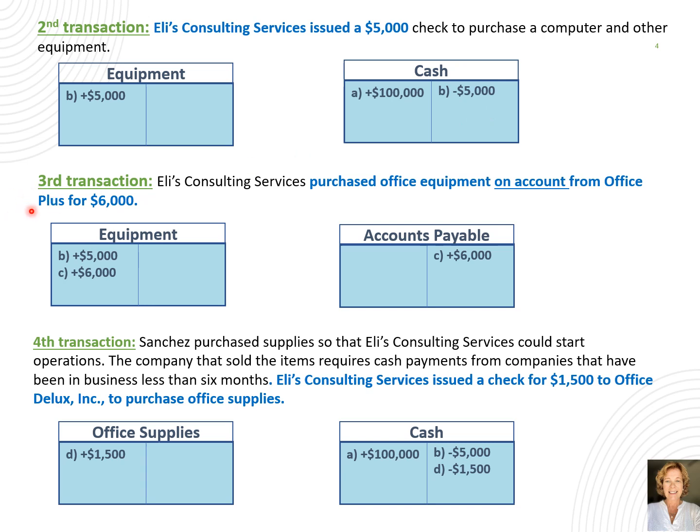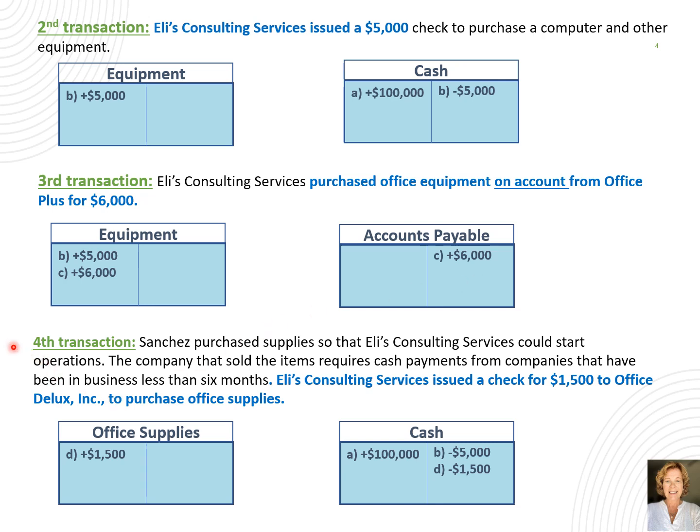For the third transaction, Eli's Consulting Services purchased office equipment on account from Office Plus for $6,000. Our equipment, which is an asset, increased, so $6,000 debit on the left side. Our accounts payable also increased. Accounts payable is a liability account, and liability accounts increase with credits. Therefore, we'll write a $6,000 credit on the right side.